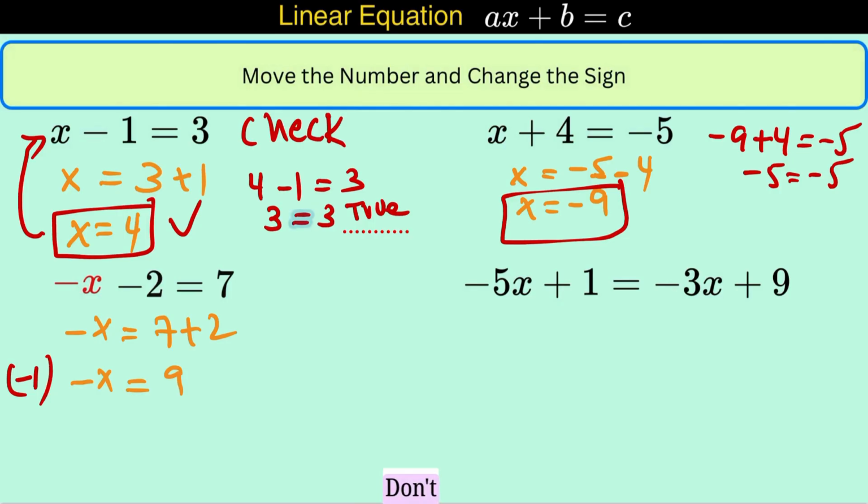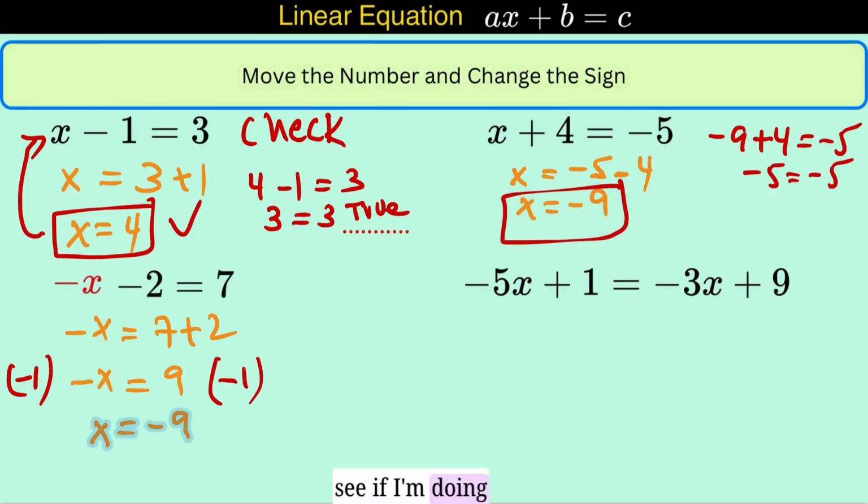But be careful. Don't just multiply one side. No, both sides. Then my answer will be x, because negative 1, negative x will give me x. So negative times negative will give me positive. Then here I'm going to get negative 9.